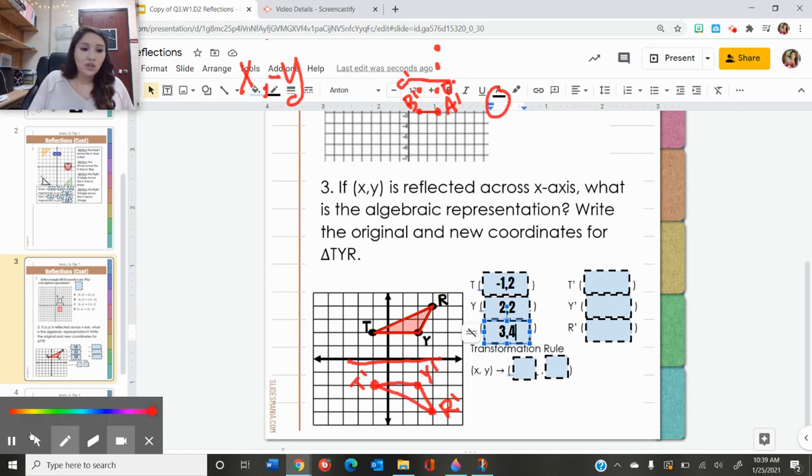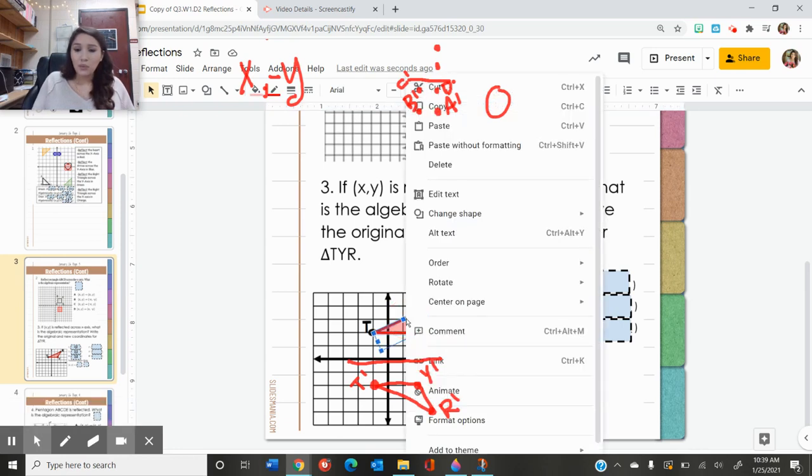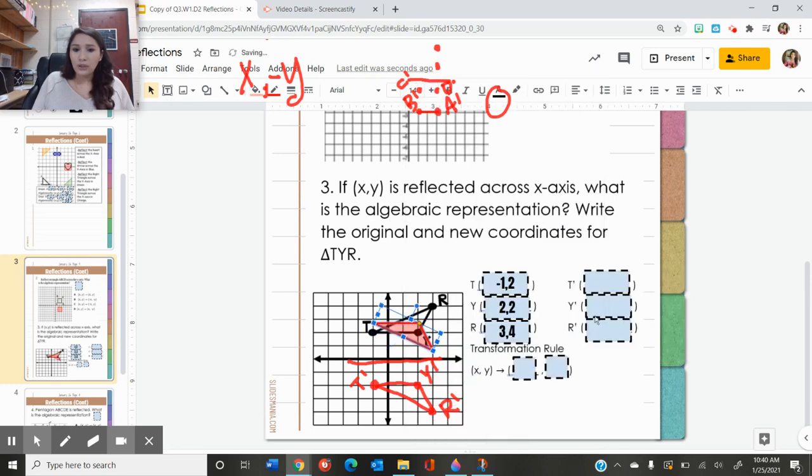Now, if you're doing this on the computer, you're going to go ahead and right click, you're going to rotate, and you're going to flip it vertically. And you're just going to drag it down. Okay, so now T prime we have at negative 1, negative 2. Y prime we have at 2, negative 2. And R prime we have at 3, negative 4.